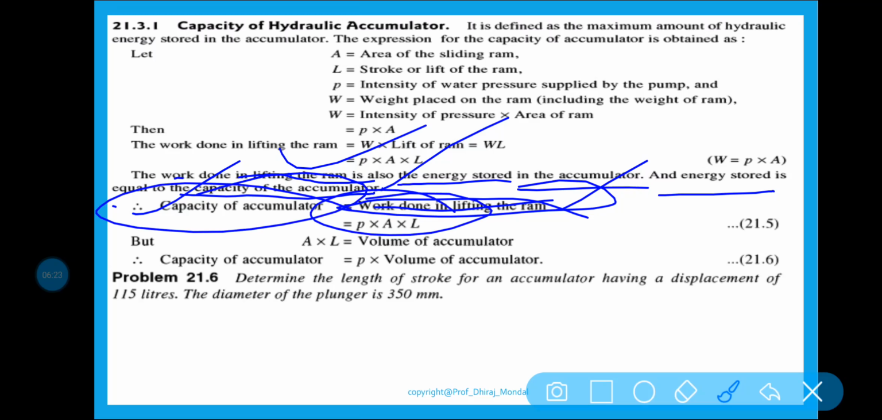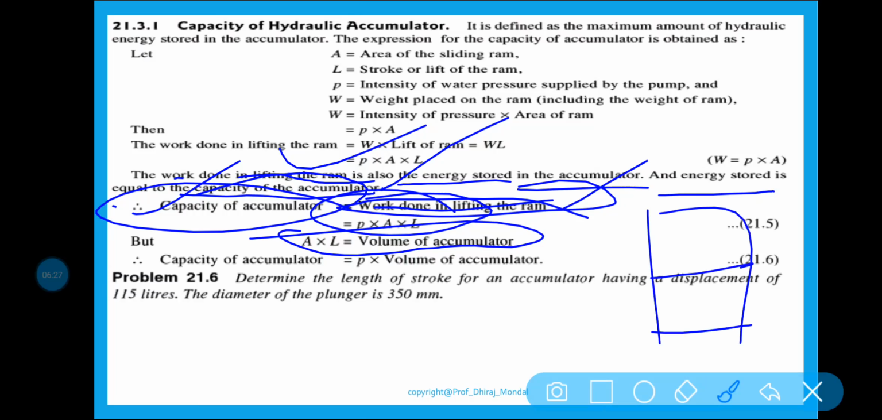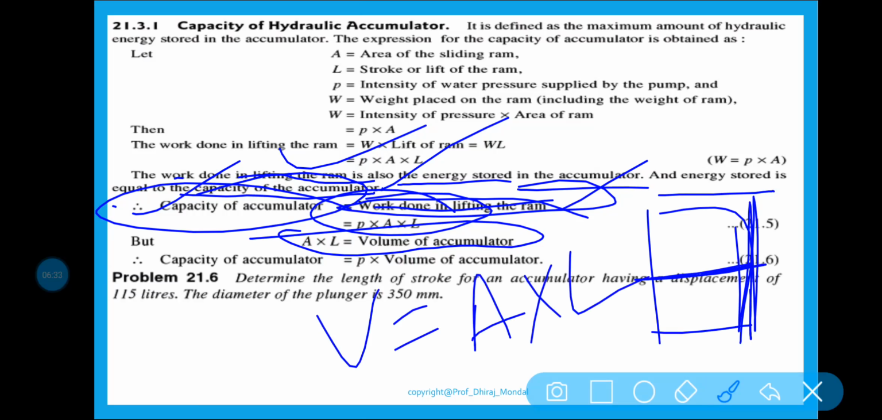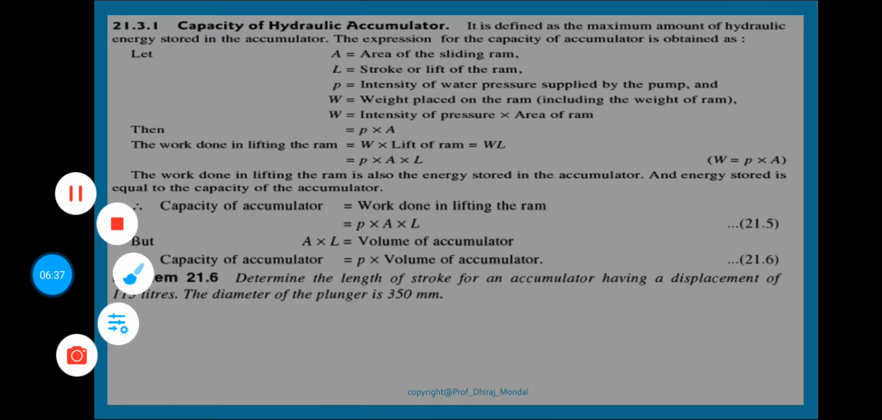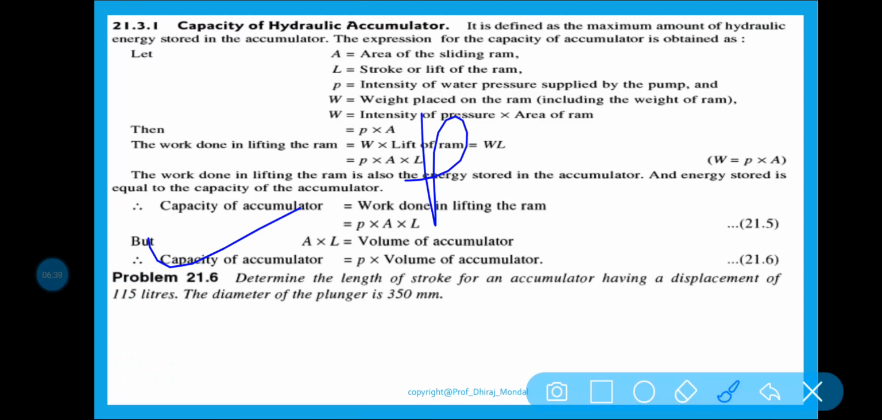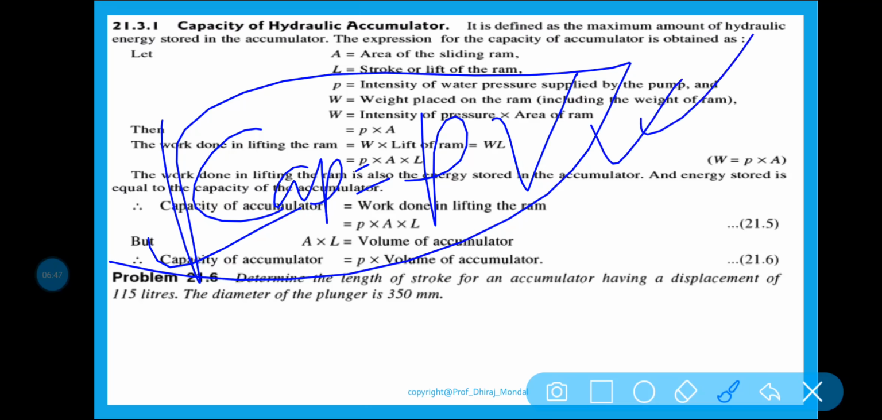And A into L is equal to what? Volume, because this is your cylinder. If you know the area and the length, then you can easily find out area into L, which is the volume of the accumulator. Clear? So the capacity of the accumulator is the pressure into volume. This is the capacity. So keep it in your mind. We will be solving a numerical.